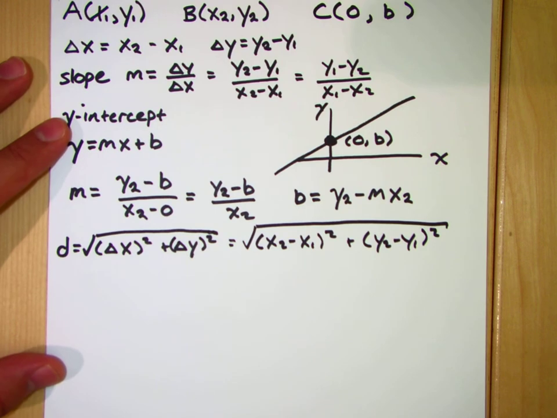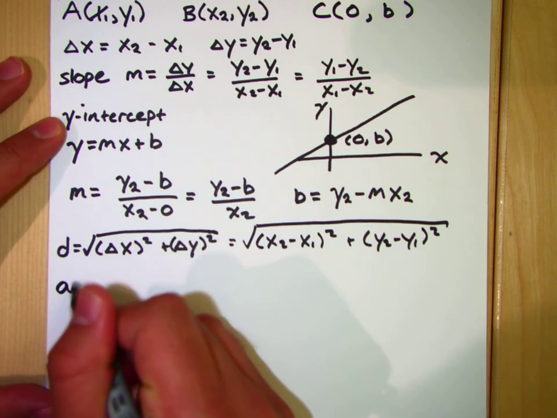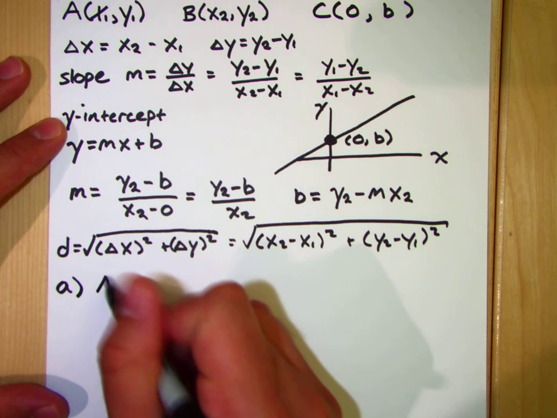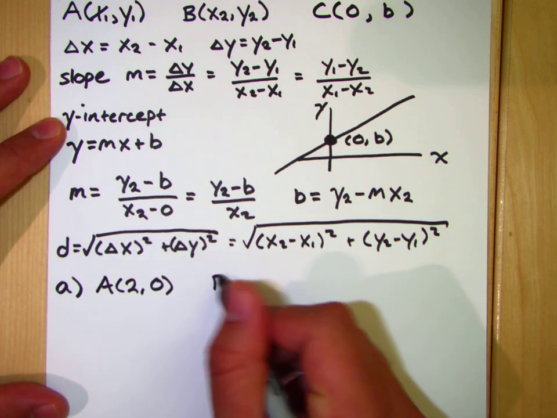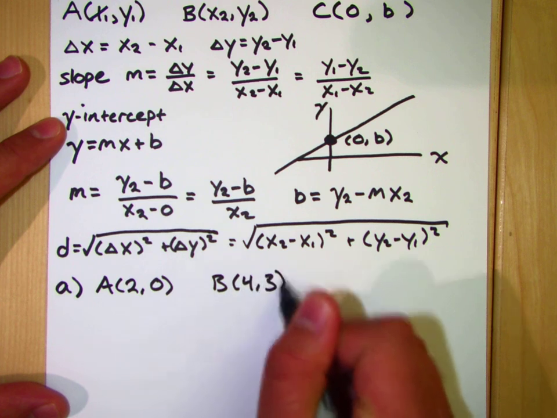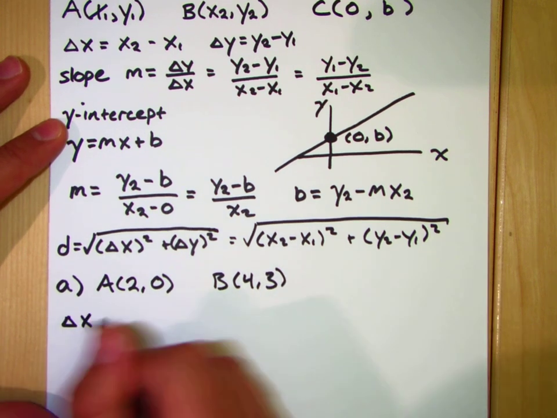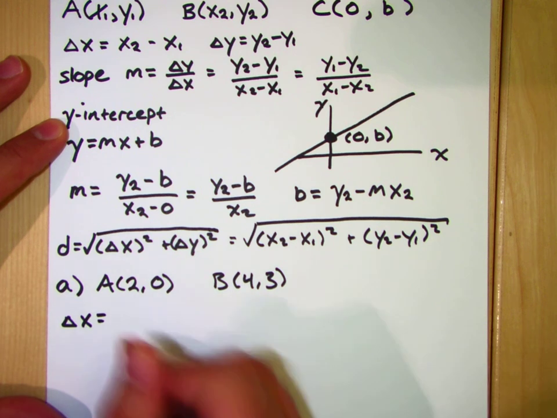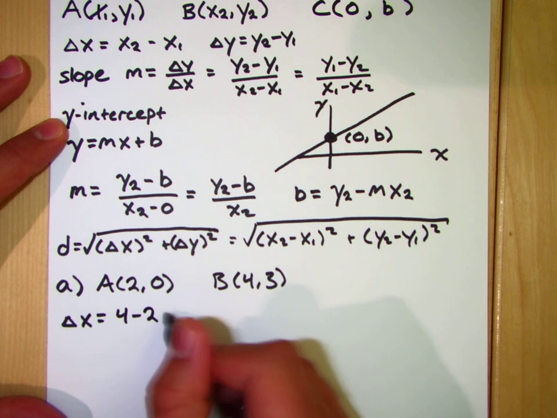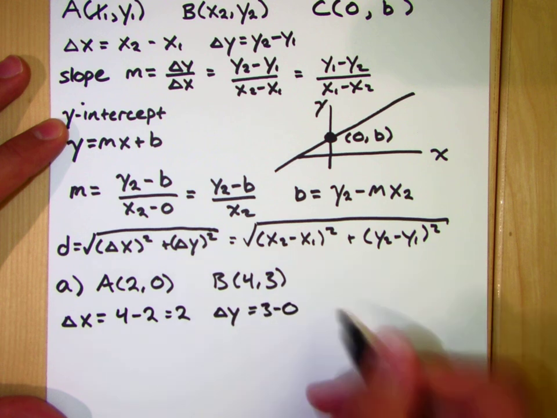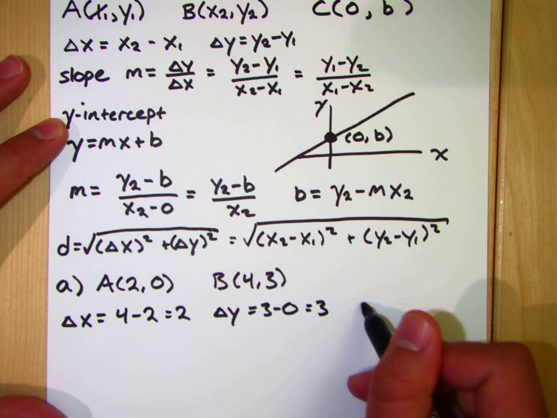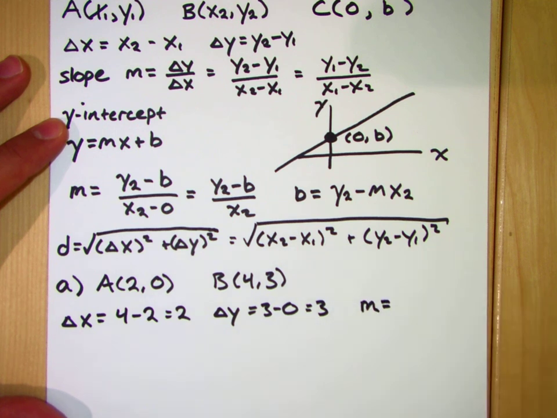So in this video, I'll do point pair A, so question A. So in the case of question A here, we've got point A is 2, 0, and point B is 4, 3. So delta x is equal to x2 minus x1. So this is 4 minus 2, which is 2. Delta y is equal to y2 minus y1, which is 3 minus 0, which is 3. The slope, m, is equal to delta y over delta x, which is 3/2.